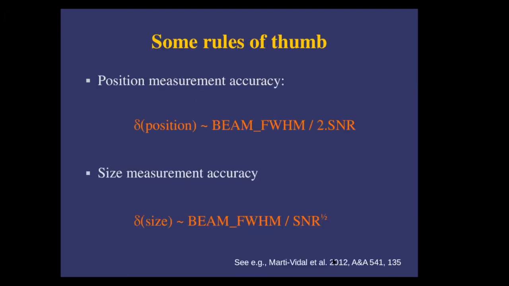Just some rules of thumb that I personally find very helpful, in terms of position measurement accuracy. Typically, this is what you can achieve by doing this kind of UV fitting. The position accuracy that you can get is of the order of the beam size of your observation divided by twice the signal to noise ratio. So you see here that you can beat the resolution that you will get just by doing an image.